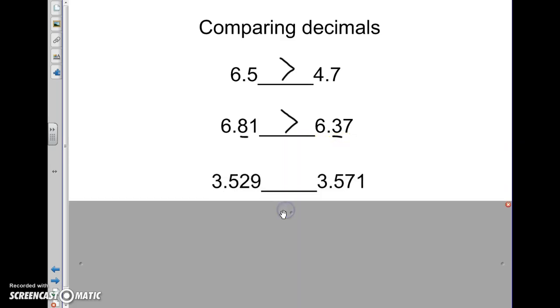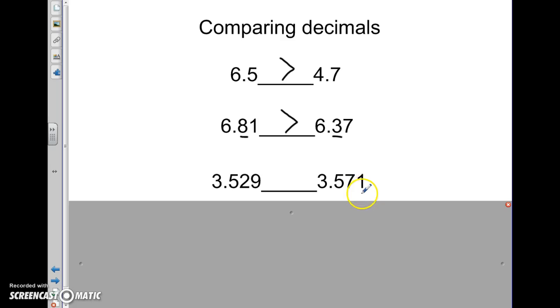Okay. So next comparison, we have 3.529, or 3 and 529 thousandths. Remember that this third place over from the decimal is the thousandths place, so 529 thousandths. And then on this side we have 3 and 571 thousandths.